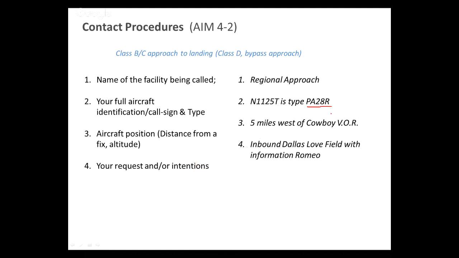This is the type of aircraft I'm flying. Alternatively, you might be flying a Cessna. You might be flying a Learjet. But any controller really, in this case the approach controller, is going to want to know what he's dealing with so he can think about speed and separation, etc. So full aircraft call sign and type. November 1125 Tango is type PA-28R. Then your aircraft position, 5 miles west of the Cowboy VOR. And then my request or my intentions, inbound Dallas Love Field with information Romeo.